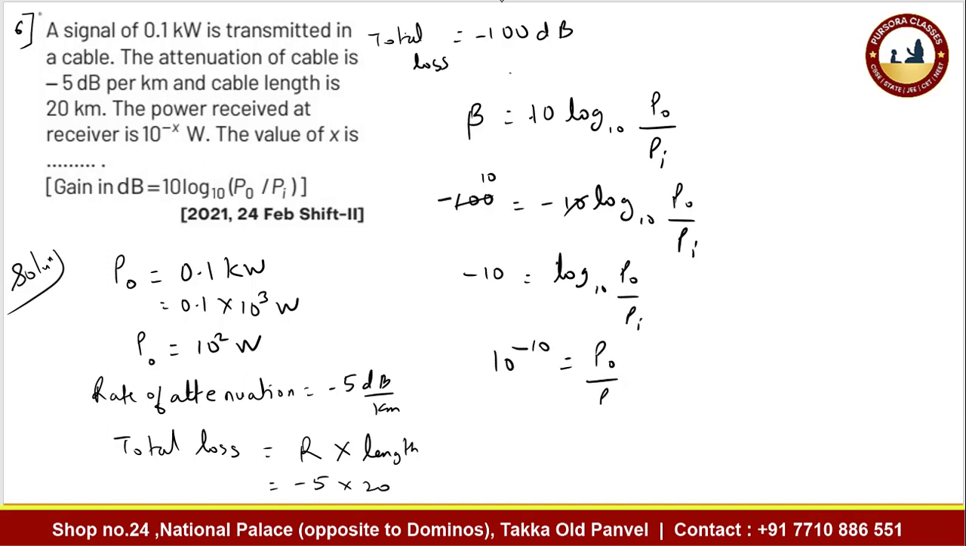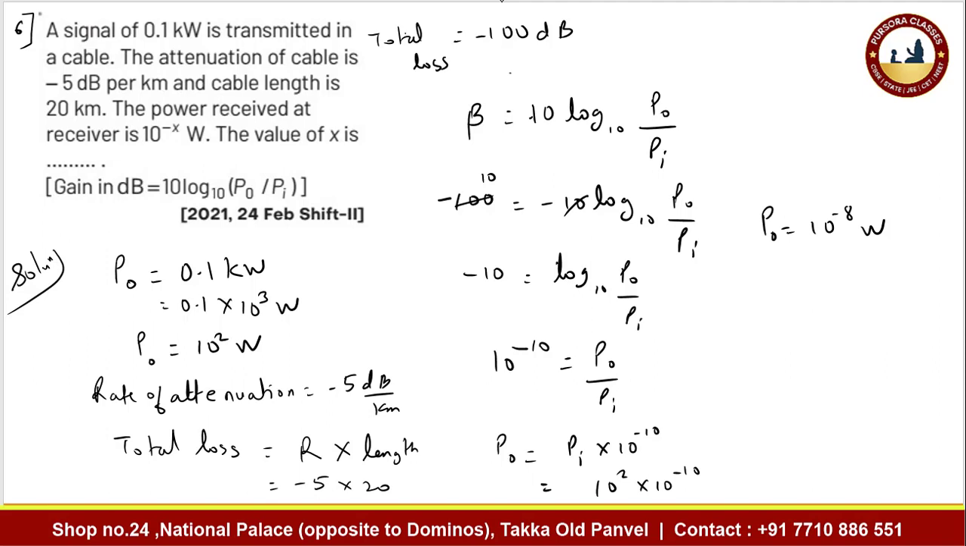Output power upon input power is 10 to the power minus 10. So output power is input power into 10 to the power minus 10. So what is input power? We have found that it is 10 raised to 2 watt. So 10 raised to 2 into 10 raised to minus 10. So your output power is 10 raised to minus 8 watt.